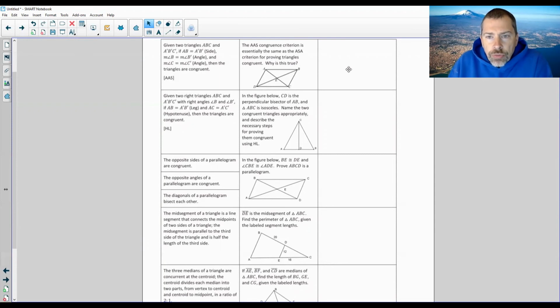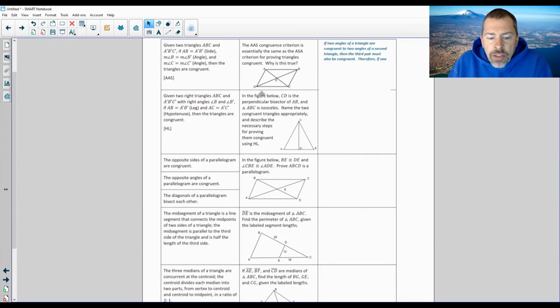Why is this true? Okay, so this is not asking us to prove anything. So it's true. It says, if two angles of a triangle are congruent to two angles of a second triangle, then the third pair must also be congruent because of the triangle sum theorem.